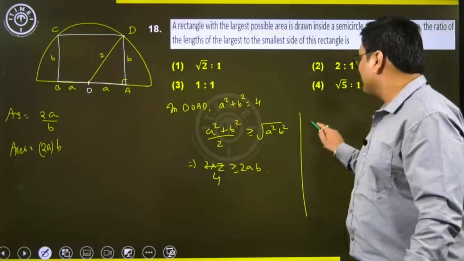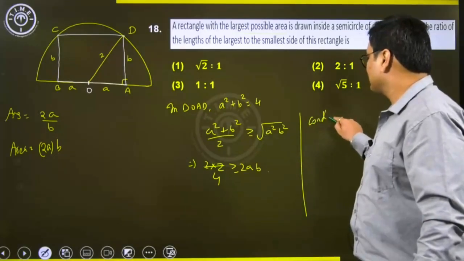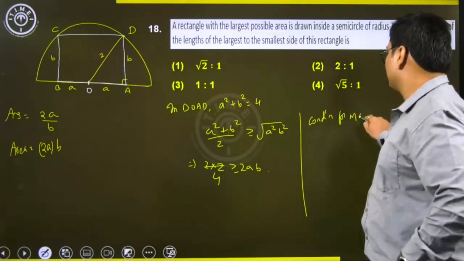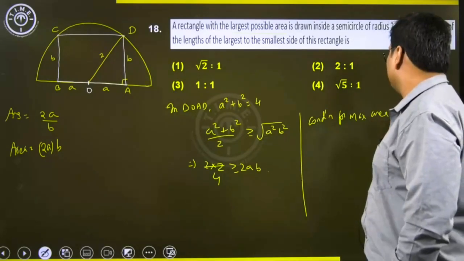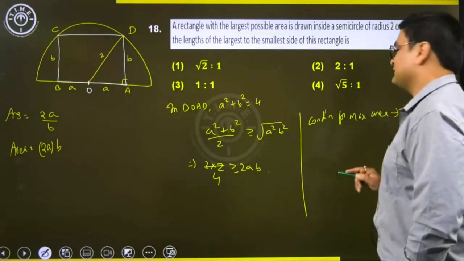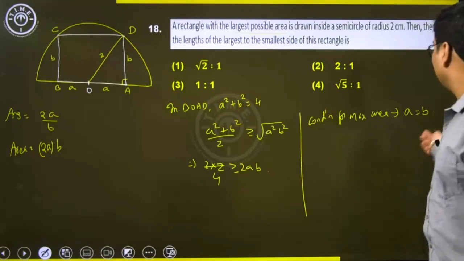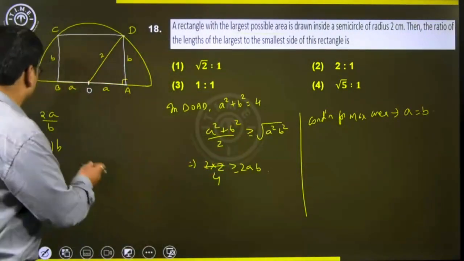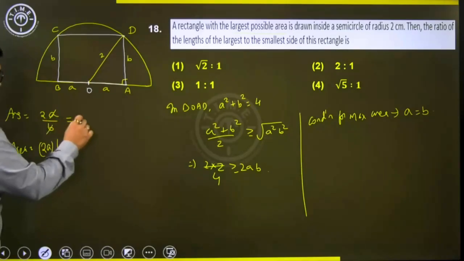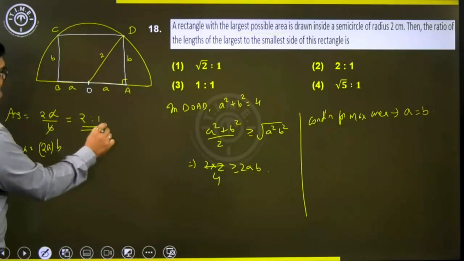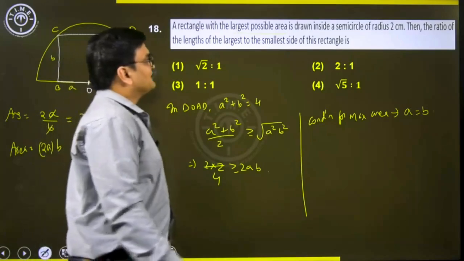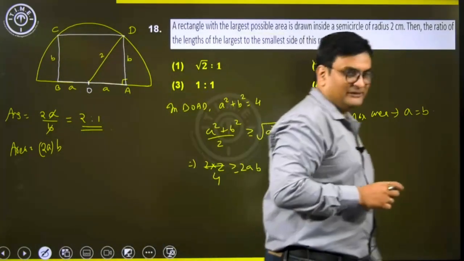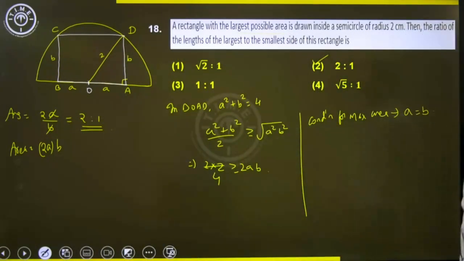So the condition for maximum area will be A equal to B. If A is equal to B, then the area will be maximum. So if A is equal to B, what is my answer? This will cancel out, it will be 2:1. So the longest side to the shortest side will be 2:1 out here. That should be the answer.